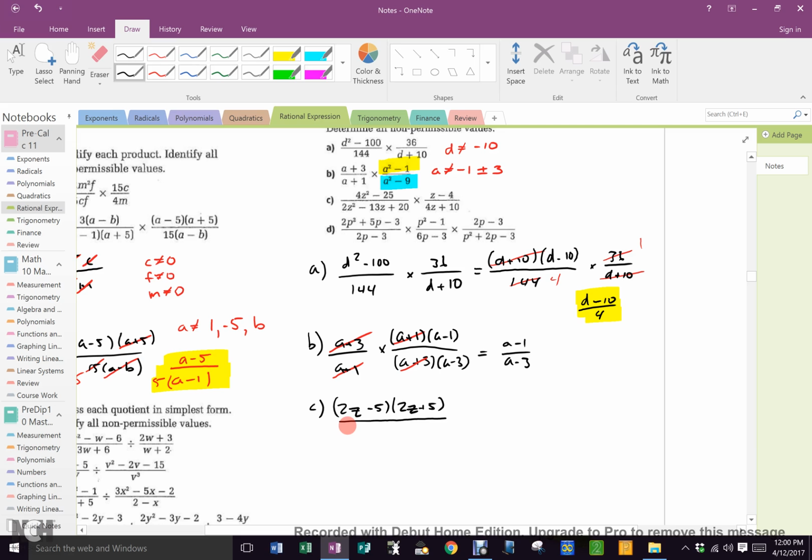4, 8, negative 5, negative 8, negative 5. So that's going to be z minus 4, 2z minus 5 times, and then over here I got z minus 4, and I got 2z plus 5. Now I do my canceling. z minus 4, z minus 4, 2z minus 5, 2z minus 5, 2z plus 5, 2z plus 5, and that leaves me with 1/2. And my non-permissible values, z cannot equal 4, plus or minus 5/2.